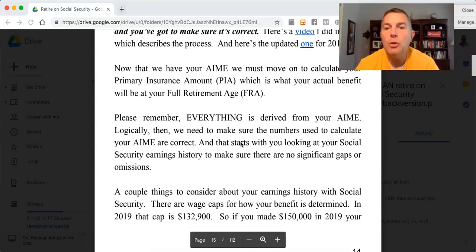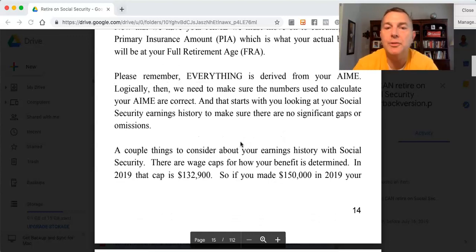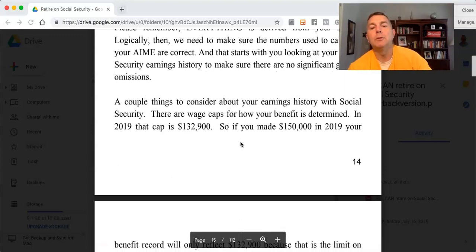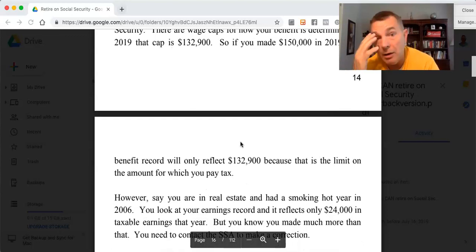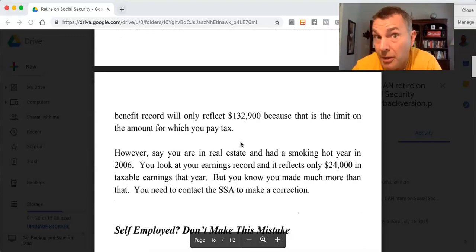And that starts with you looking at your Social Security earnings history to make sure there are no significant gaps or omissions. A couple things to consider about your earnings history with Social Security. There are wage caps for how your benefit is determined. In 2019, that cap was $132,900. So if you made $150,000 in 2019, your benefit record will only reflect the $132,900, because that is the limit for the amount on which you pay the Social Security tax.